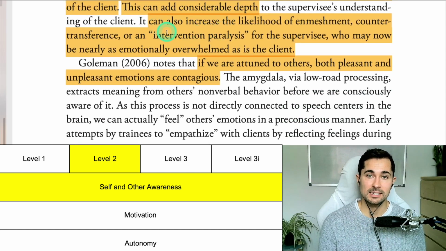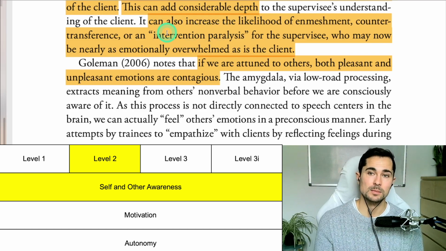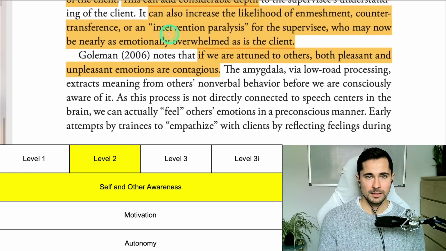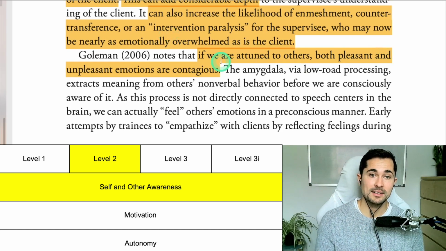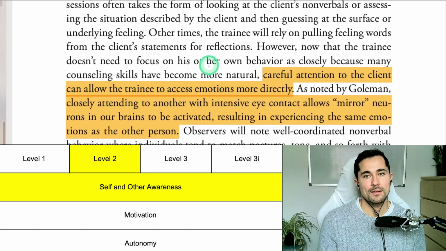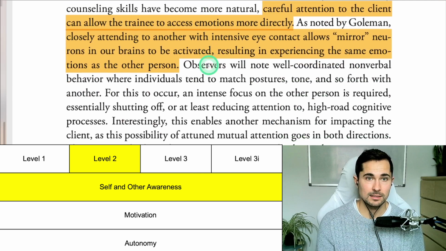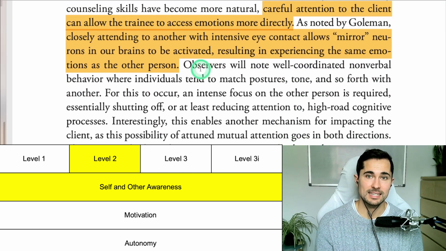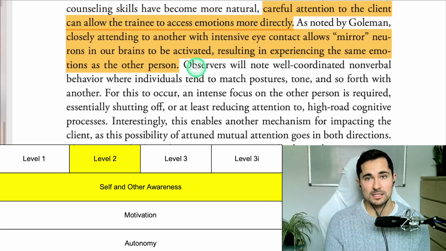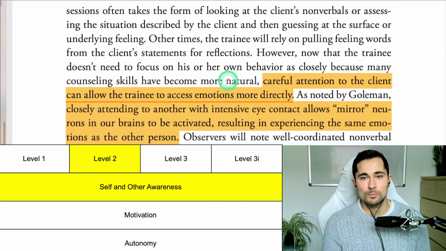It can also increase the likelihood of enmeshment, countertransference, or an intervention paralysis for the supervisee, who may now be nearly as emotionally overwhelmed as is the client. So if we are attuned to others, both pleasant and unpleasant emotions are more contagious. Careful attention to the client can allow the trainee to access emotions more directly. Closely attending to another with intensive eye contact allows mirror neurons to be activated, resulting in experiencing the same emotions as the other person. So again, these emotions being contagious, and we're more aware of them now.